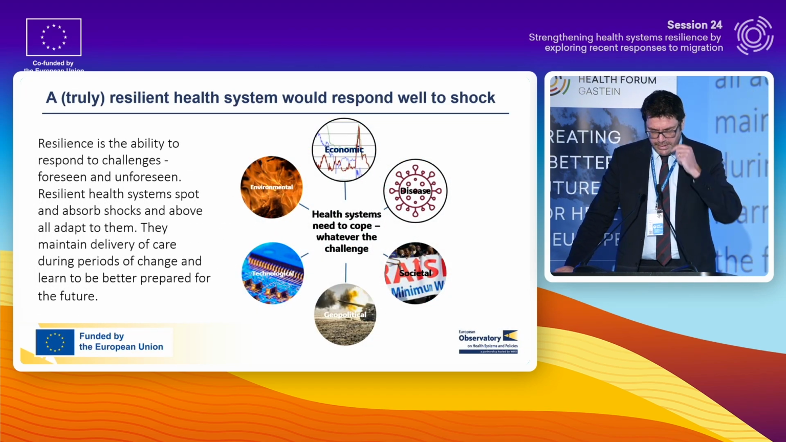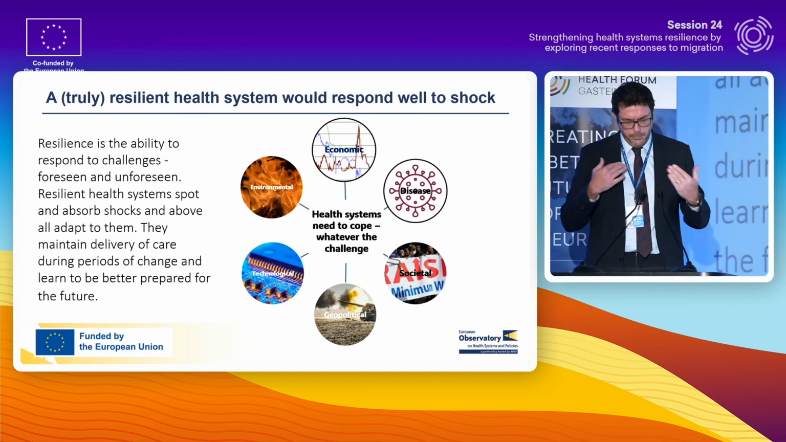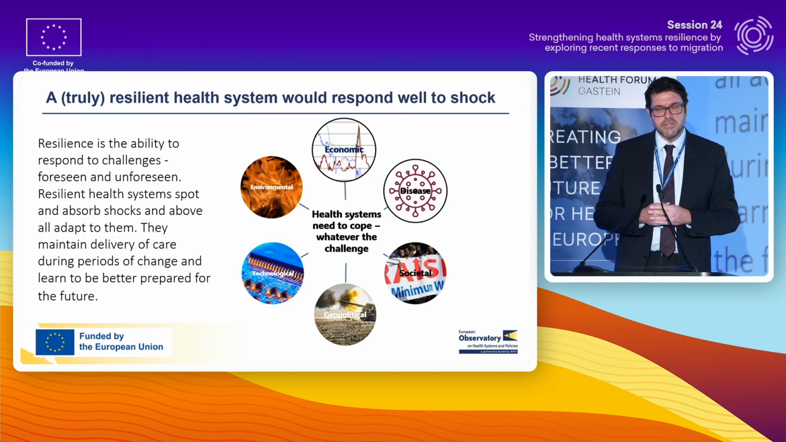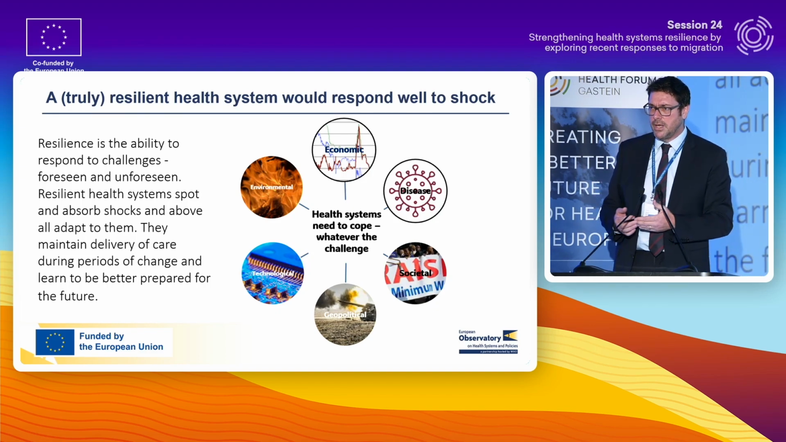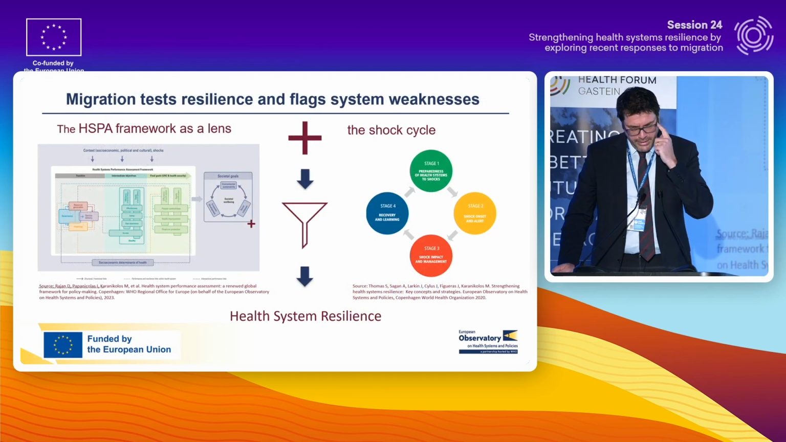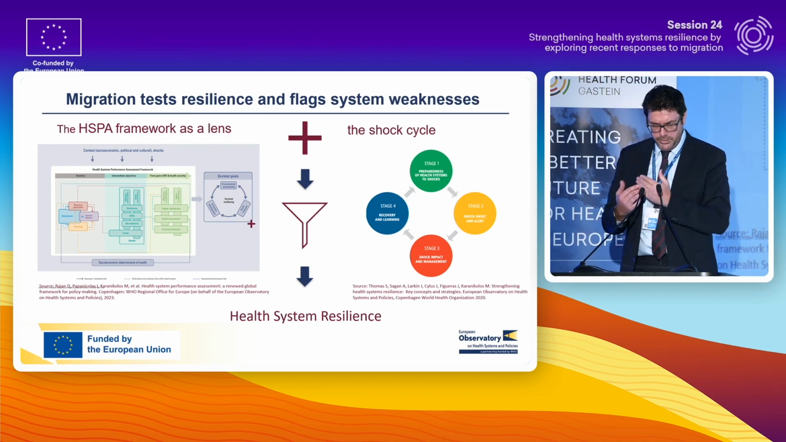So a truly resilient health system would respond well to a shock, and the shocks are very different in nature, so it helps to think through economic, environmental, or disease. But still, for many aspects of shock, if you cannot reach a hospital because there's a flooding or a transport strike, ultimately it is the same challenge. So how are we going to test the resilience of our systems, and how can we improve?